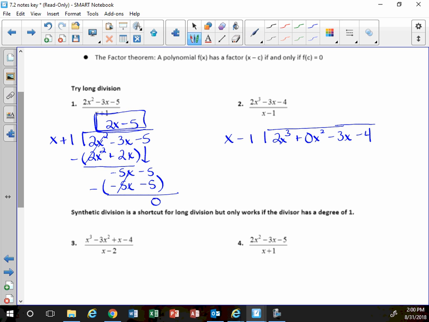Okay, so what do I take x times to get 2x cubed? The first thing I need. 2x squared. Okay? Then remember, I take this times everything that's over here. So I'm going to get 2x cubed minus 2x squared. And then I subtract. Okay, gone. 0 minus negative 2x squared is just 2x squared, yes.